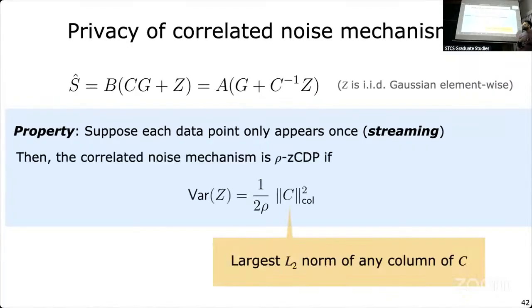So essentially, when I say variance of Z, I mean Z is a matrix, so it's IID throughout, right? So it's the variance of each element of Z. To get this rho concentrated DP guarantee, I need the variance to scale as 1 over rho times some property of this matrix C, right? Where V equals BC.